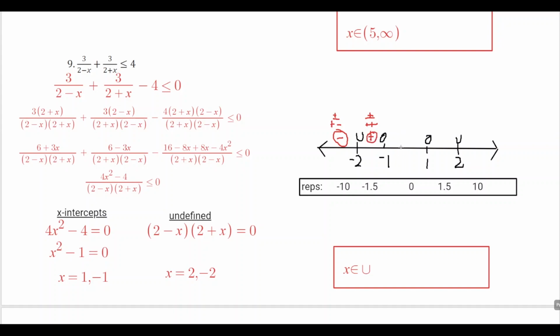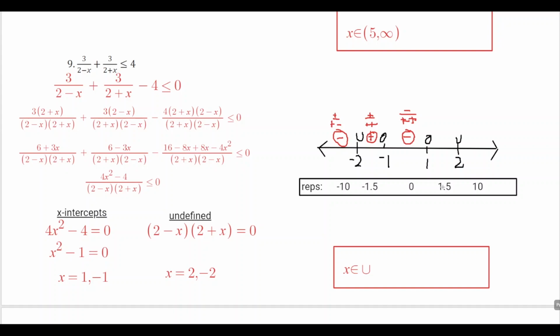If I plug in 0, I'm going to get just negative 4 over 2 times 2 is just positive, so it's a negative over a positive. Wait, am I saying that right? Hold on, let's back it up here. If I plug in 0, I'm going to get 0 minus 4. Okay, so that's going to be a negative over, if I plug in 0 here, that's positive, 0 here, that's positive, positive times a positive. All right, so this whole thing is going to be negative.